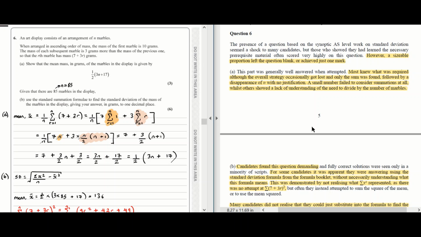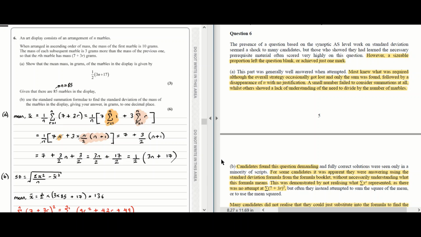The first part was answered pretty well, most knew what to do, but a lot of people did not realize what is meant by a mean. You have to divide by the number. You add up all the numbers, so that's why you've got the sum bit, and then you divide by how many they are. That's why I've got the 1 over n bit. So a lot of people fail to show an understanding of what's meant by a mean.